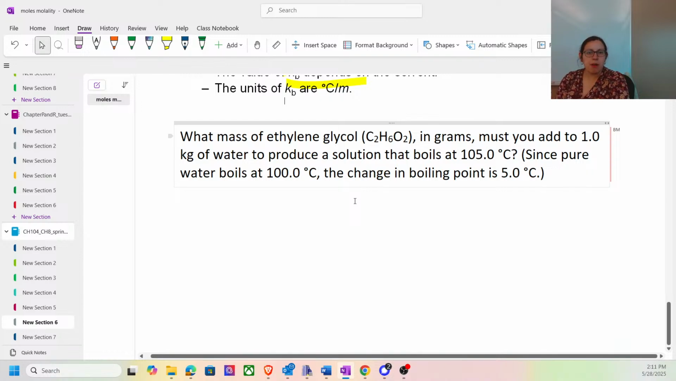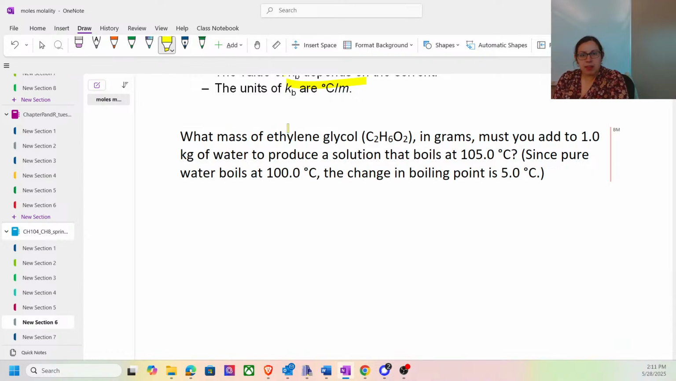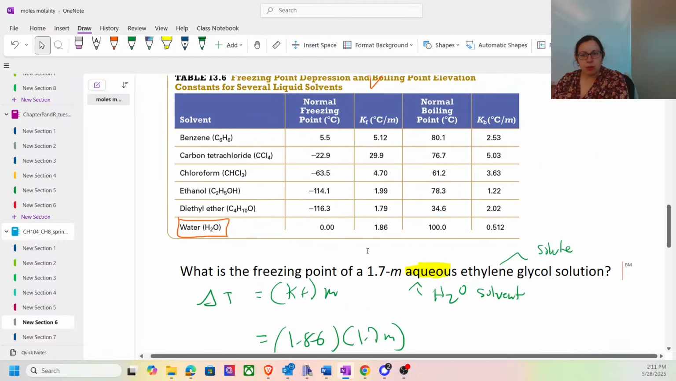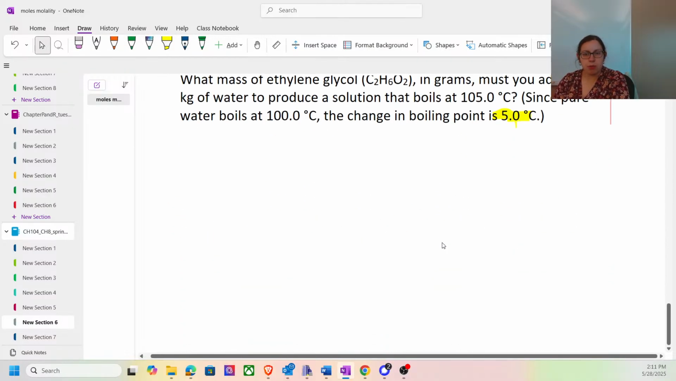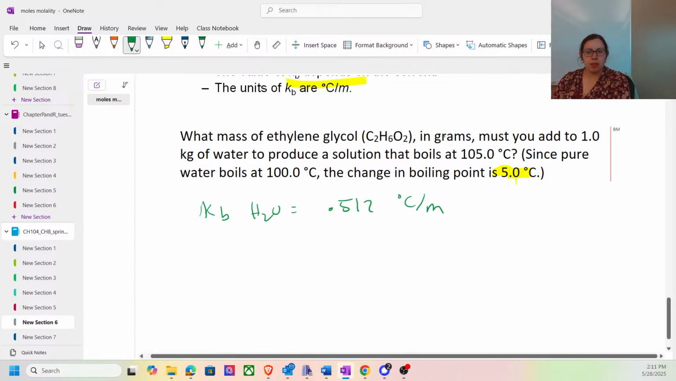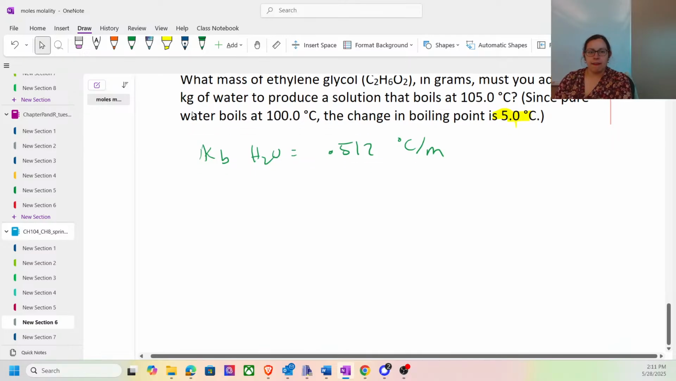So let's try this problem. What mass of ethylene glycol must you add to 1 kilogram of water to produce a solution that boils at 105 degrees Celsius? And let's get you the KB of water, so 0.512. So KB, H2O. So try that out.